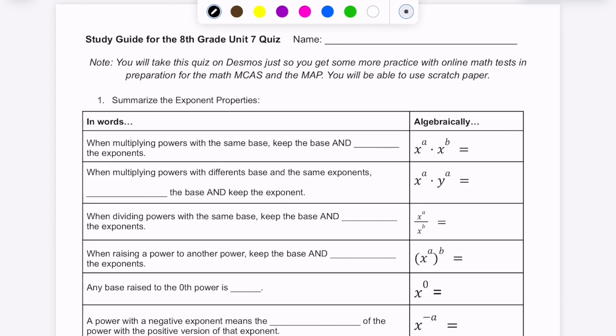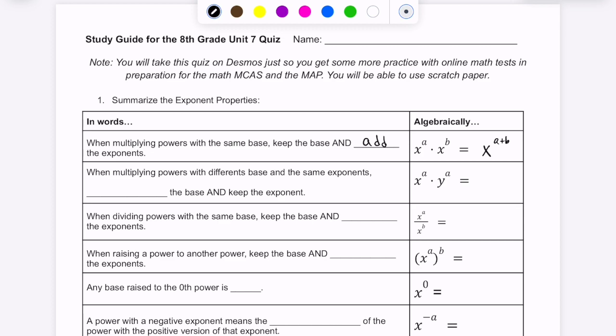So in words, we have that when you multiply powers with the same base, you keep the base and you add the exponents. So like x to the a power times x to the b power is equal to x to the a plus b power, right? And we've seen the reason why that's the case in class lots of times.